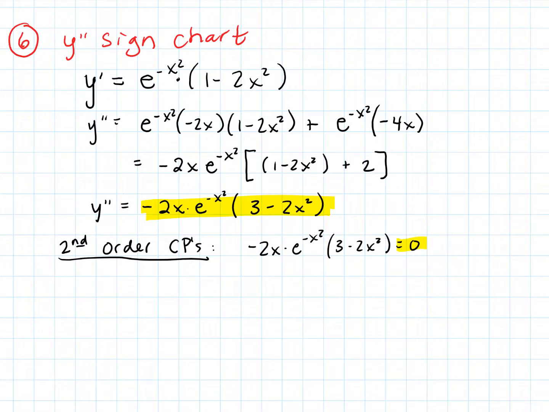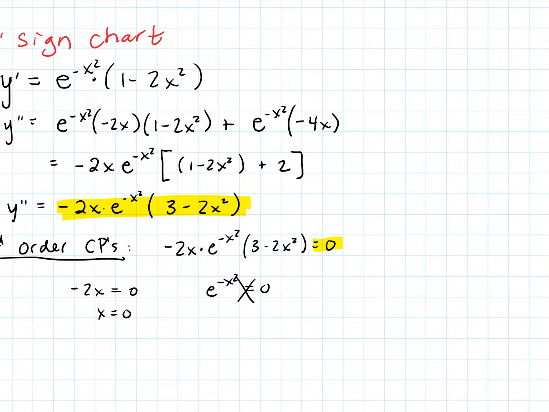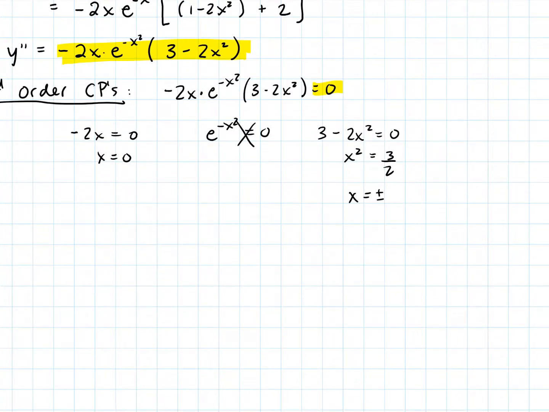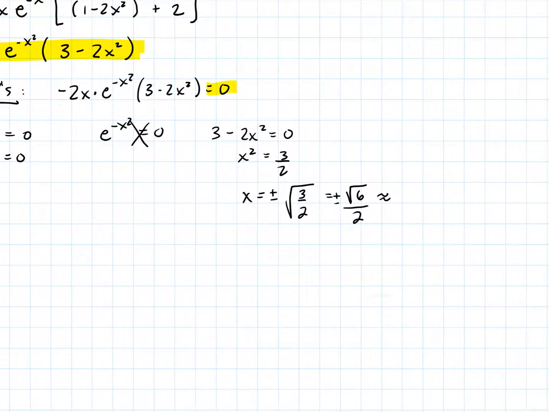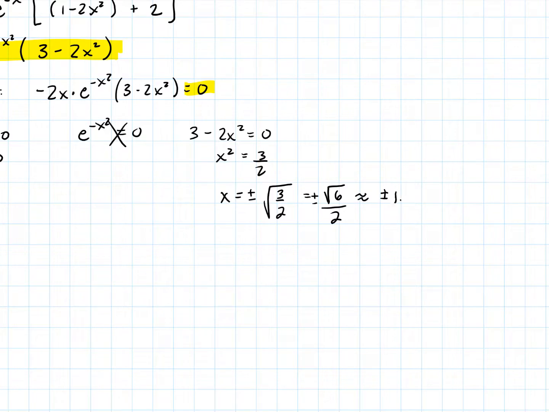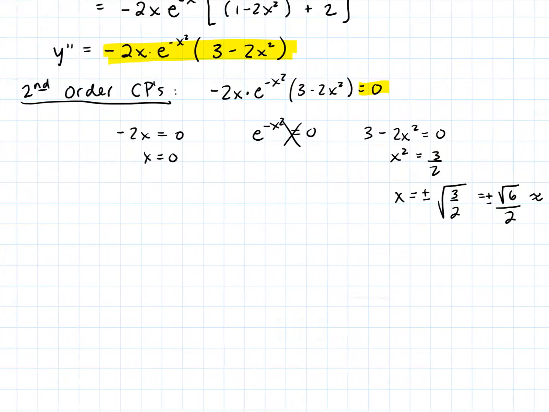Okay, so now we're going to set these equal to 0. So negative 2x equals 0. That will give me 0. The second factor here, e to the negative x squared equals 0. Never, because e to the negative x squared is always greater than 0. And then when does 3 minus 2x squared equal 0? Well, when x squared equals 3 halves, or when x equals plus or minus the square root of 3 halves, or the square root of 6 over 2, plus or minus, which is approximately, because again, it's helpful on our sign charts and when we go to plot, plus or minus 1.22. Okay, just plugged that into the calculator and wrote that down ahead of time.